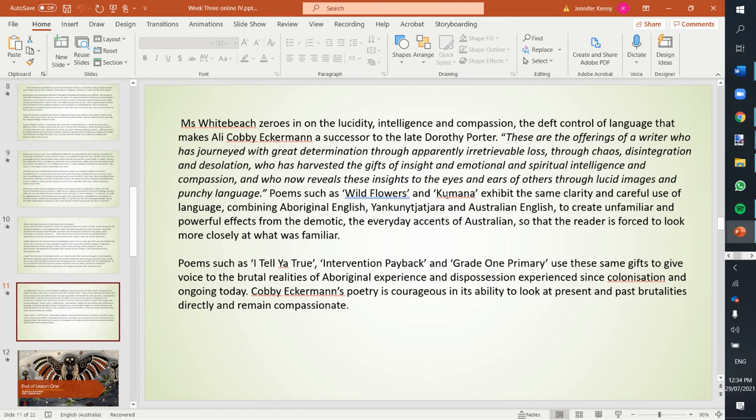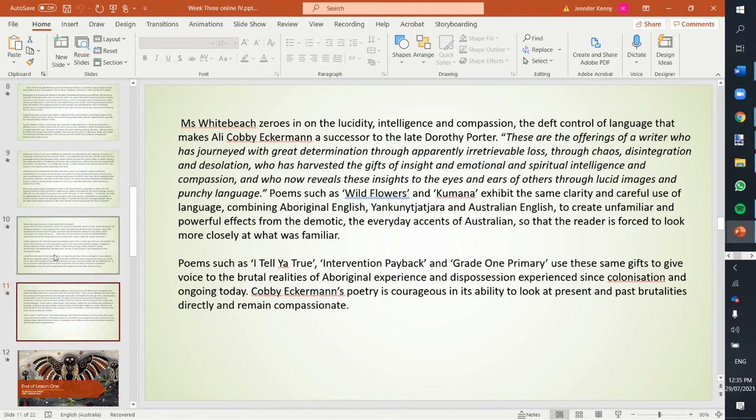Poems such as Wildflowers and Kumana exhibit the same clarity and careful use of language, combining Aboriginal English, Yankunytjatjara, and Australian English to create unfamiliar and powerful effects from the demotic to everyday accents of Australian, so that the reader is forced to look more closely at what is familiar. Poems such as I Tell You True, Intervention Payback, and Grade 1 Primary use these same gifts to give voice to the brutal realities of Aboriginal experience and dispossession experienced since colonisation and ongoing today. Ali Cobby Eckermann's poetry is courageous in its ability to look at present and past brutalities directly and remain compassionate.